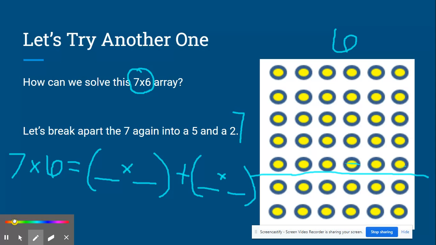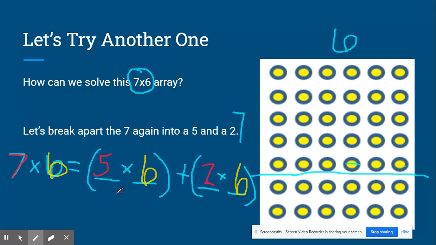Okay, so let's go ahead and begin. So remember, you were doing nothing with the 6. We did not break apart the columns, but we did break apart, obviously, the rows or the groups. So we broke up those groups into a 5 and a 2. That's what you should have had written down on your paper.